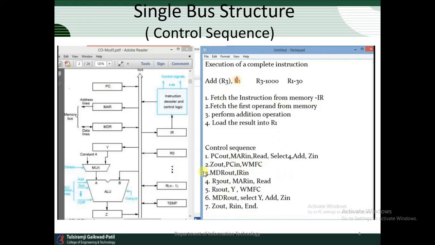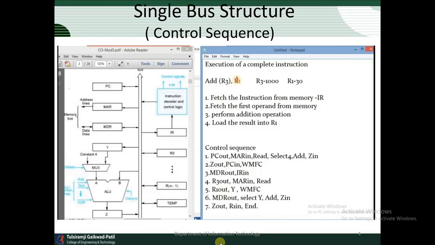Now in the third step we have MDR out. What are the data or instructions? Here we have MDR. It must be put out and stored in the instruction register. We already discussed that MDR contains data or instruction. That data or instruction is stored in the instruction register, and that instruction register is connected to the instruction decoder circuit and it will again generate the control signals. Now with the help of IR in, that is placed in the instruction register. Then R3 out. Then MAR in. MAR indicates the address of that particular location and again it must be read.